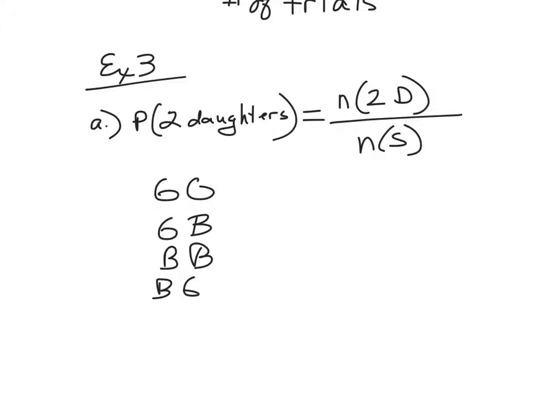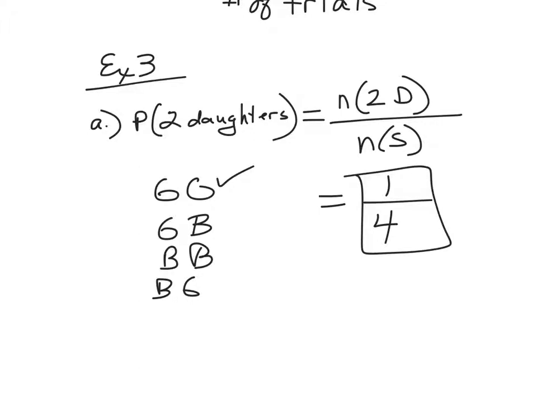Okay. Now that you see the sample space, did this problem just get very simple? What's the number of ways I could have 2 daughters? 1. Out of what's the number of items in the sample space? 4. So if boy, girl are equally likely, you have a 1 in 4 chance of having 2 girls. That's what happened at our house.